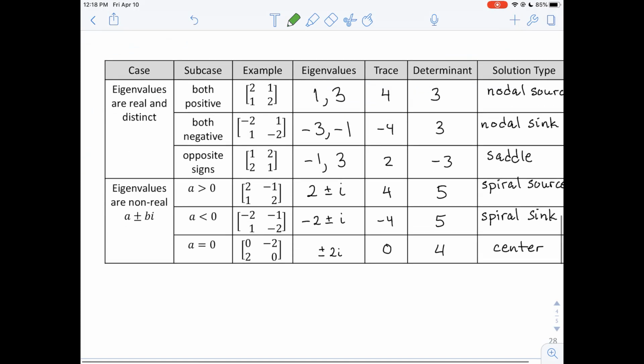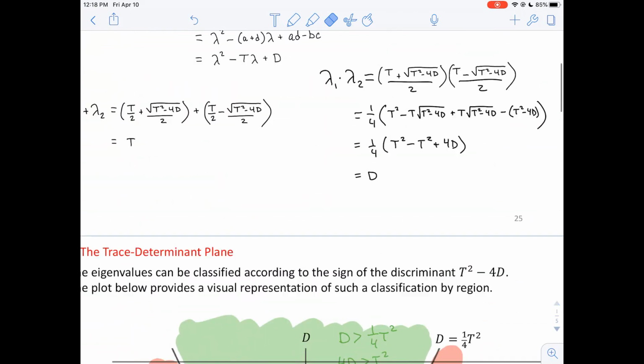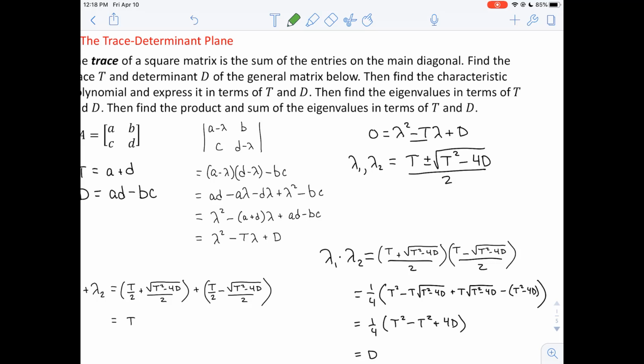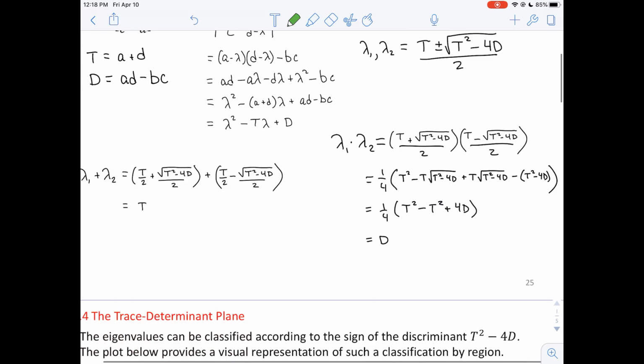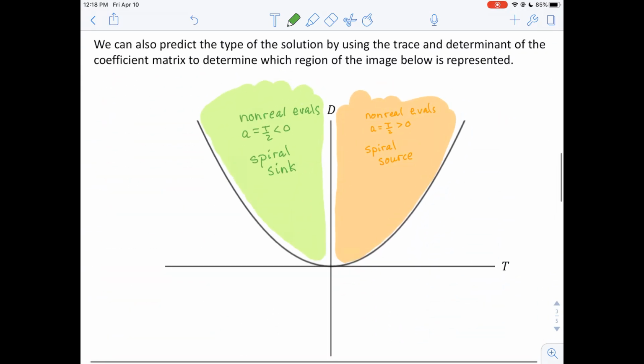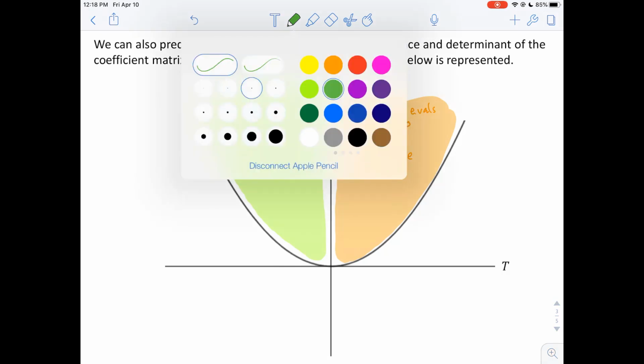Okay, and then let's look at this last case down here. If A is 0, then we're going to have centers. Centers were all the different ellipses that were centered at the origin. And in order for A to be 0, if we look back at our quadratic formula up here, for A to be 0, knowing that A is going to be found by doing this part, you need the trace to be 0. So that's going to happen in this image right along that vertical axis.